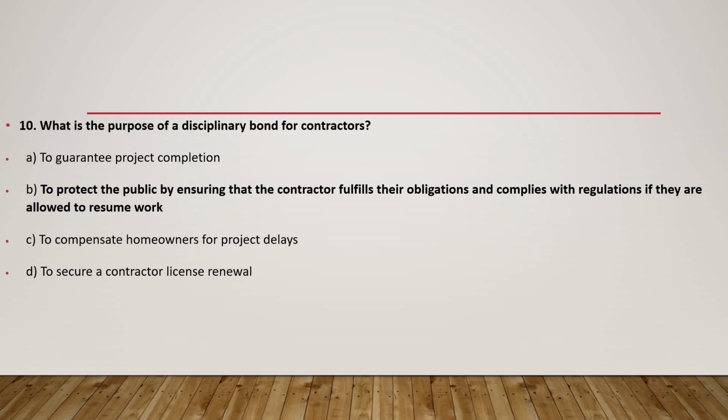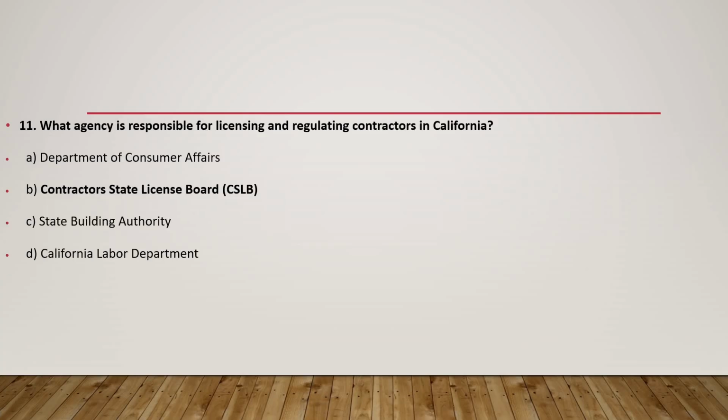B. To protect the public by ensuring that the contractor fulfills their obligations and complies with regulations if they are allowed to resume work. 11. What agency is responsible for licensing and regulating contractors in California? B. Contractors State License Board, CSLB.